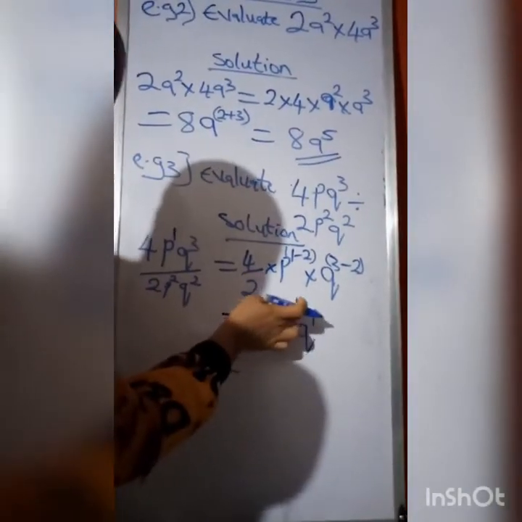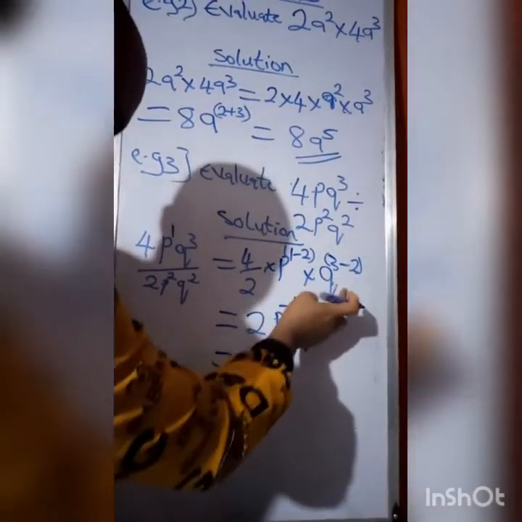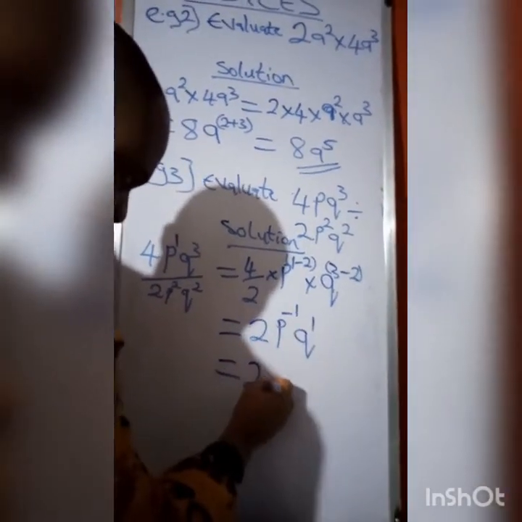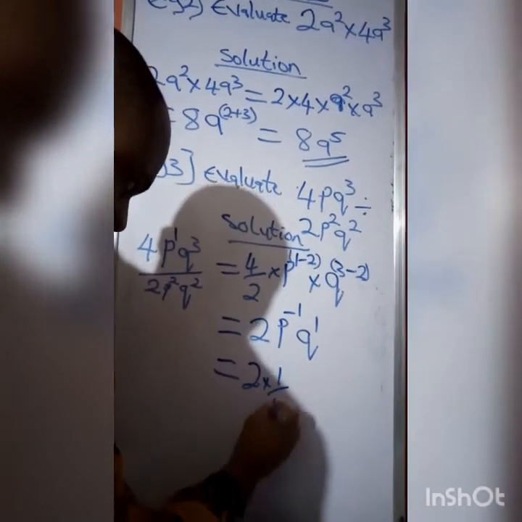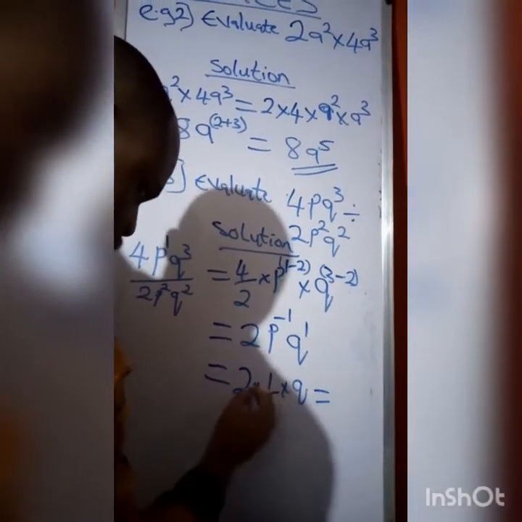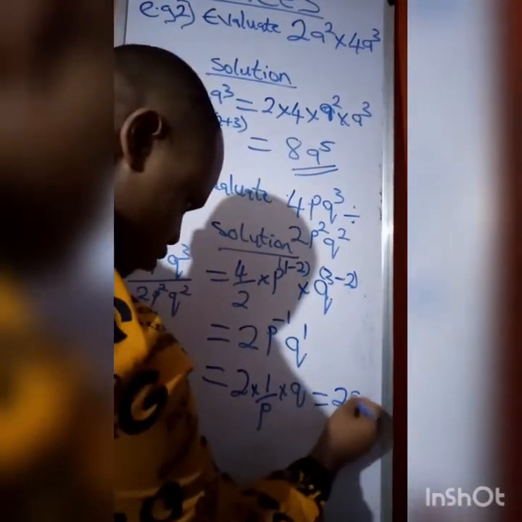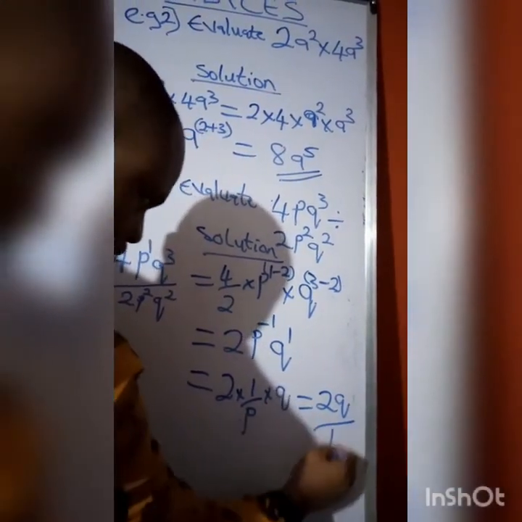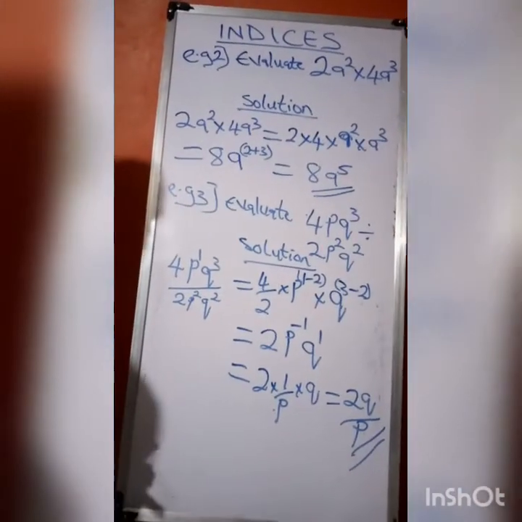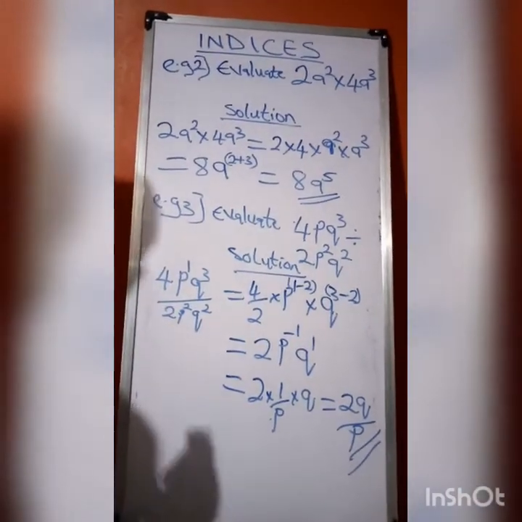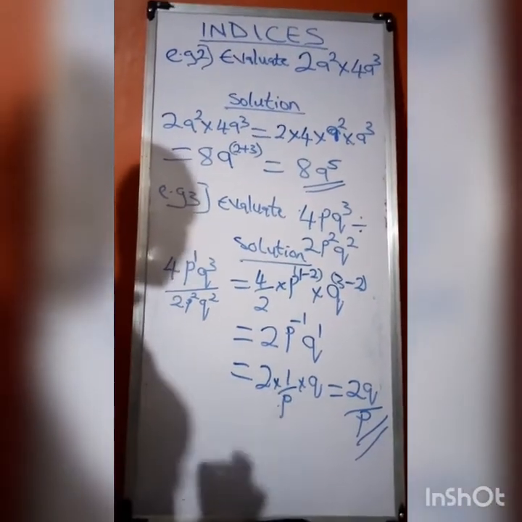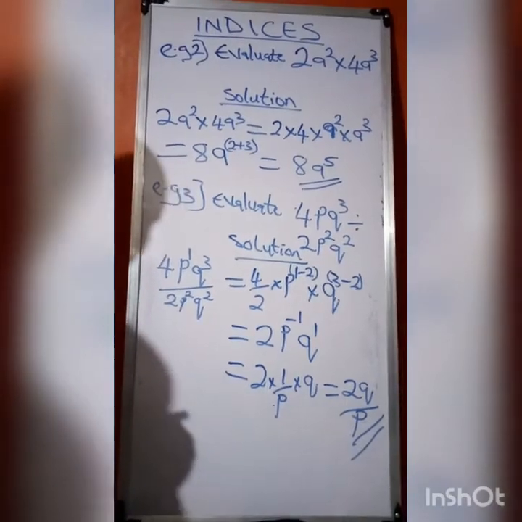I can simplify this further. My negative index rule. Remember your negative index rule says what? I have this 2. Because it is negative index, I'll write it as what? 1 over p multiplied by q. So you can write it as 2 times 1 is 2, times q is 2q, all over what? P. So we've succeeded in doing that. Please understand your steps very well. It is very easy. Indices is easy, and it comes out every year in your WAEC examination.